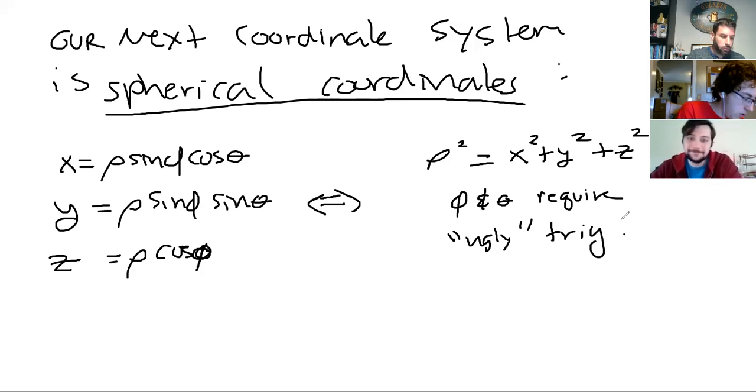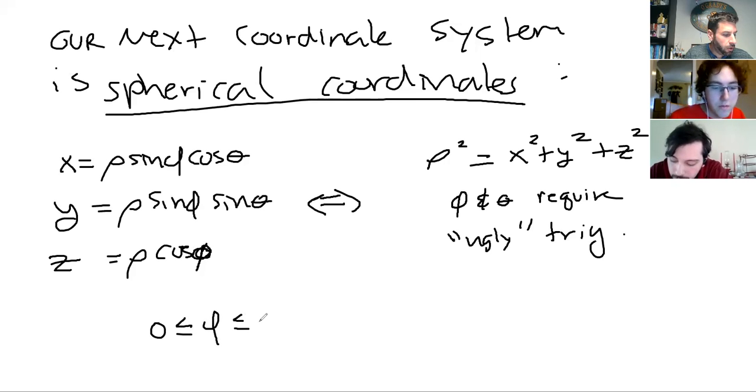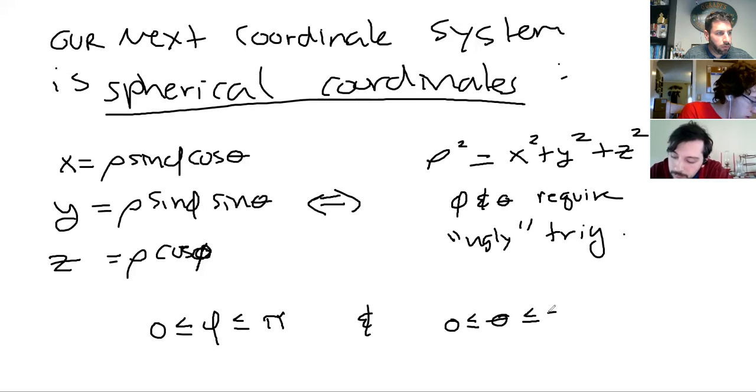All right, so here's what's important. And you need to understand this following thing. This phi can be no bigger than pi. And theta, as we had with polar coordinates, can be no larger than 2 pi. So we're going to draw a picture of this in a second. Does anybody have a question? Comment?